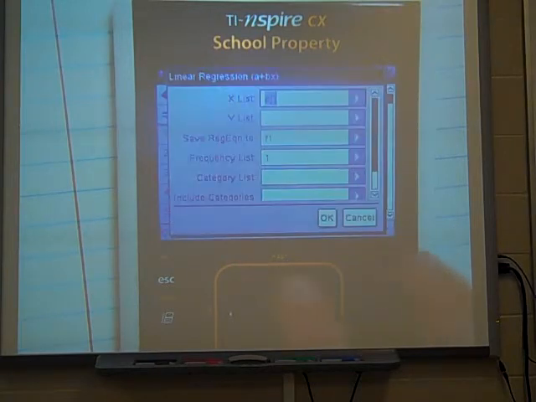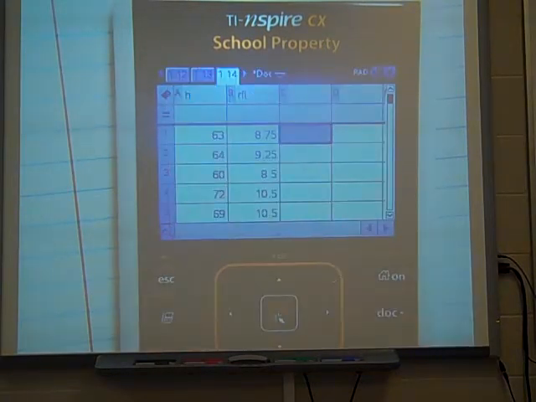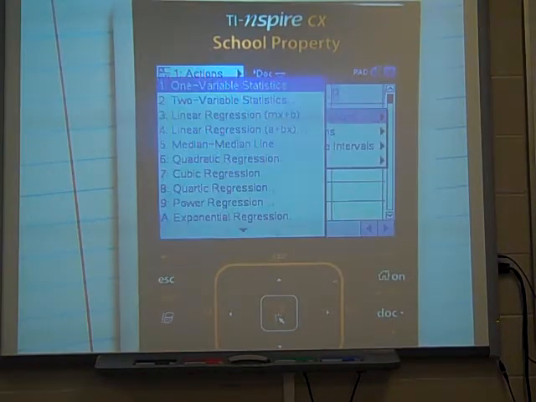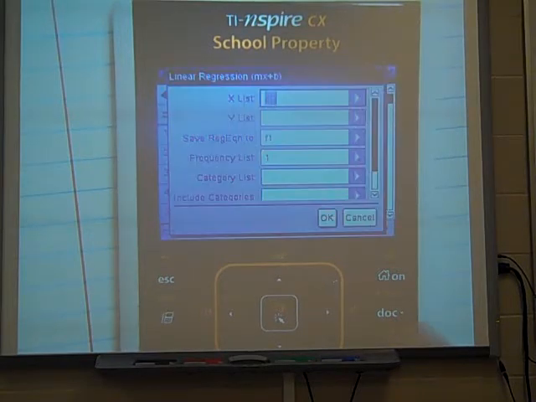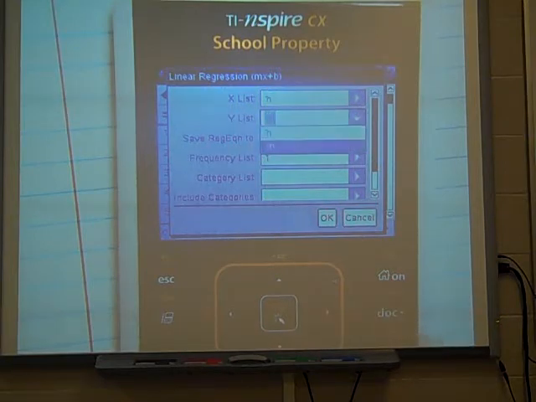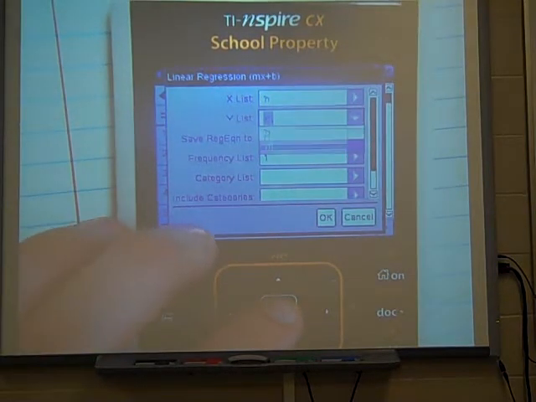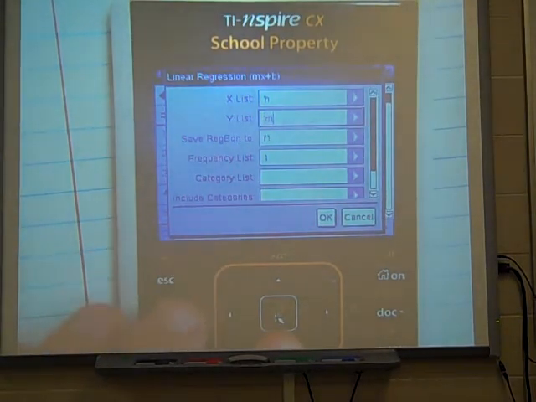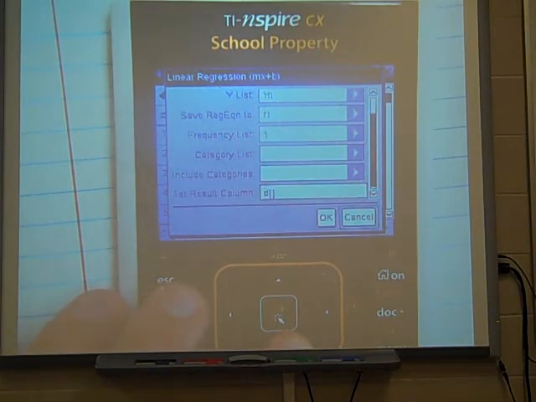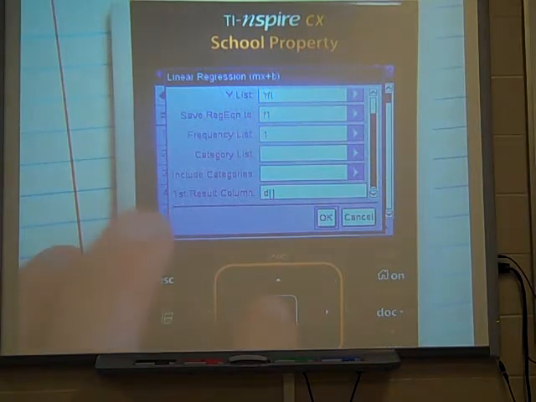Whoops. No. I picked the wrong one. Let's try this again. 4, 1, and then number 3. X list, of course, is going to be my height. I'm going to use that to predict right foot length. Again, make sure you know which one's your explanatory, which one's your response, folks. In this case, I guess you could go either way. But I'm just choosing height to predict right foot length. Alright, so we hit OK.